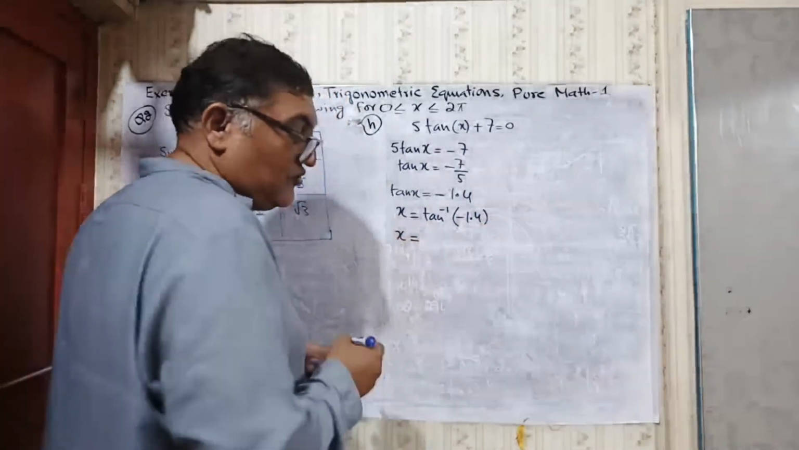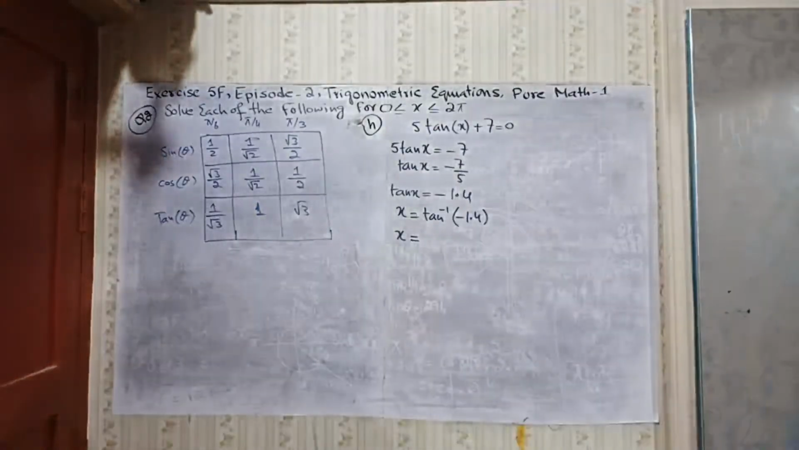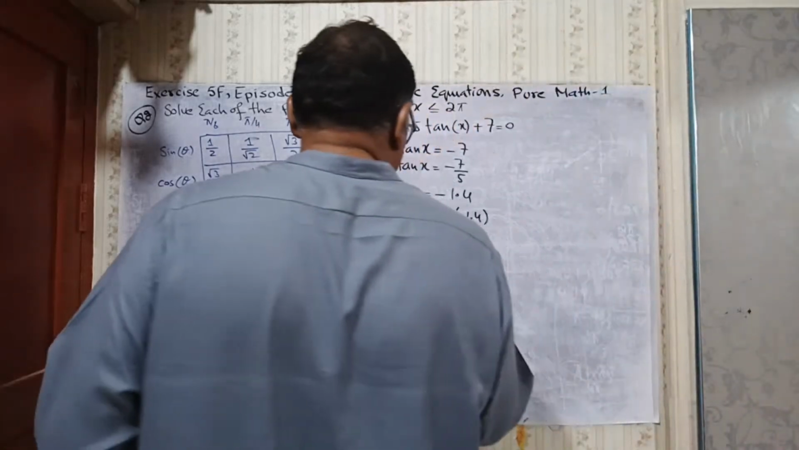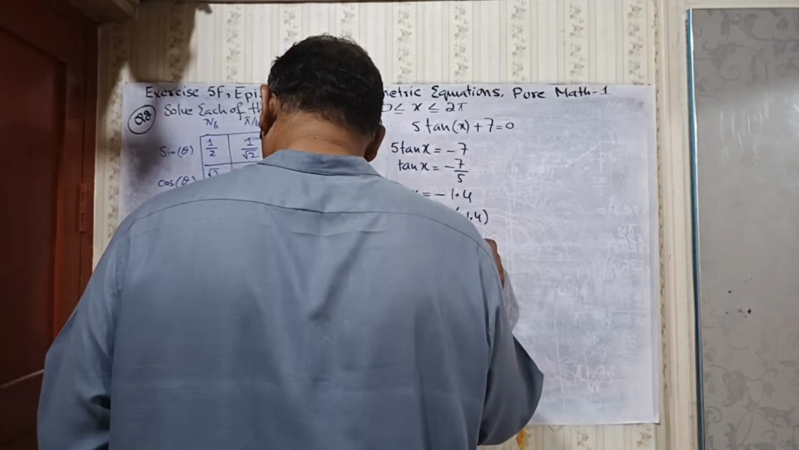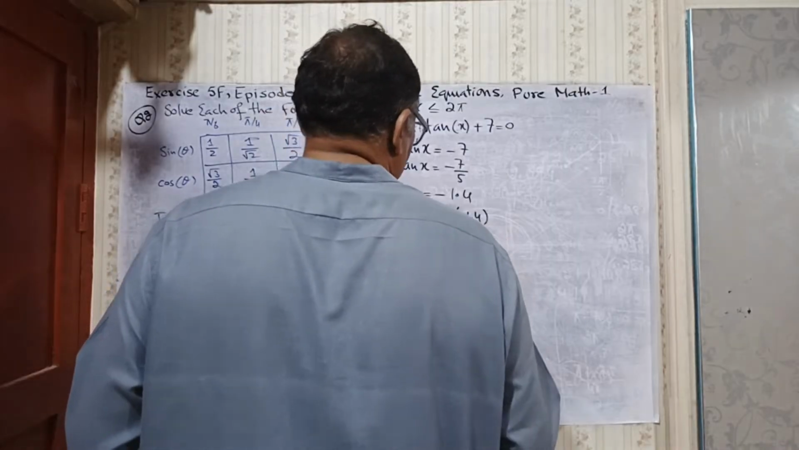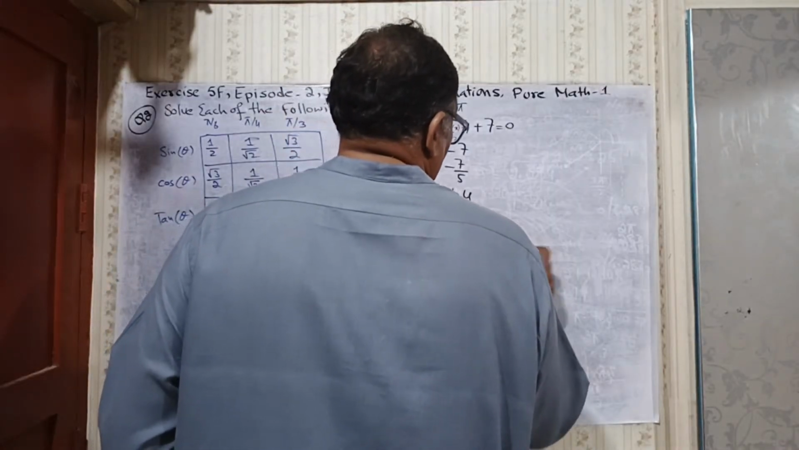So the x will be equal to, then we use the calculator, and your calculator must be set in radians. So we will have shift tan, bracket start, minus 1.4, bracket close, equals, and that will be minus 0.951. This is in radians. So it has a negative.